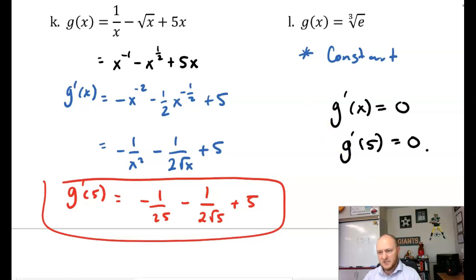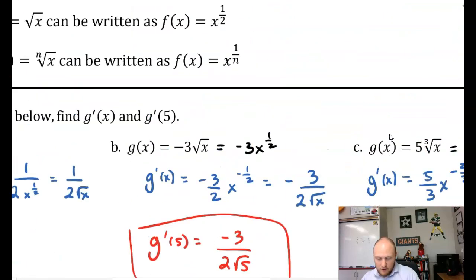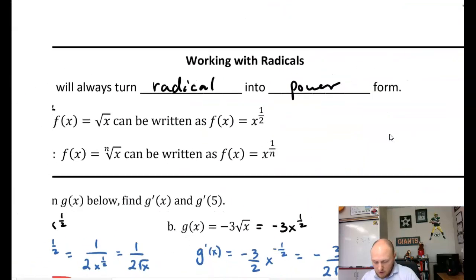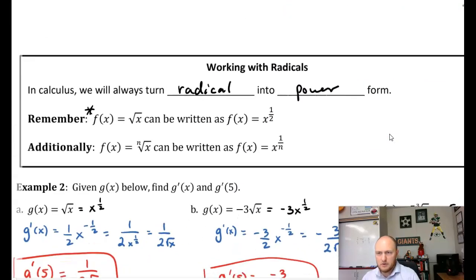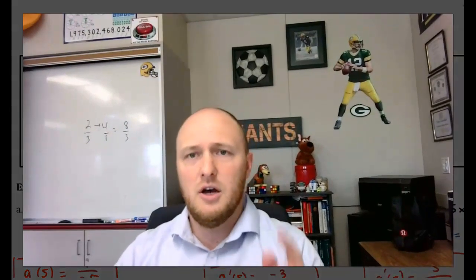That's it. Okay, in order to summarize this video, whenever you have a radical, you're going to turn it into a power form. Take that square root of x and turn it into a power 1/2. Take the cubic root of x, turn it into a power of 1/3. And then you're just going to use the power rule. That is it. I'll catch you in the next video.